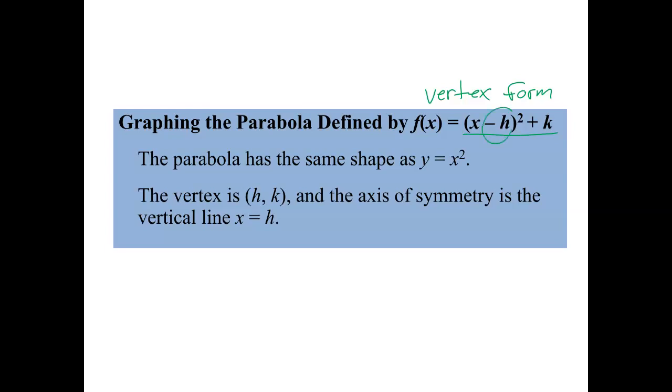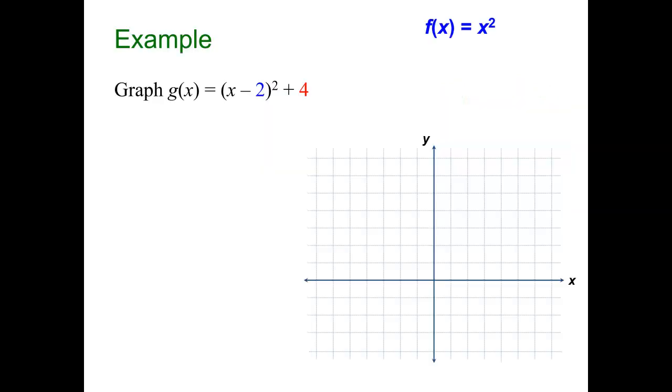The vertex is going to be identified with, in our equation, a sign switch on H, because if I have plus, I move to the left. If I have minus, I move to the right. So we're going to have that sign switch on H. But K will be the same. The vertical will be up or down. That part makes sense. You just have to remember X values are opposite. Your X values will be opposite movement. And then again, vertex and axis of symmetry are always going to have the same X value.